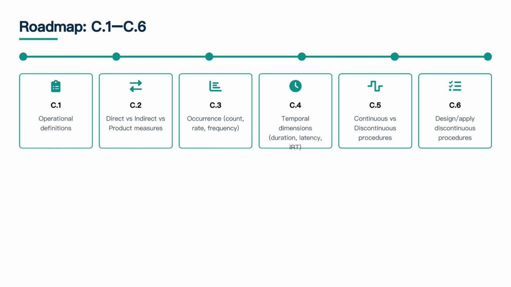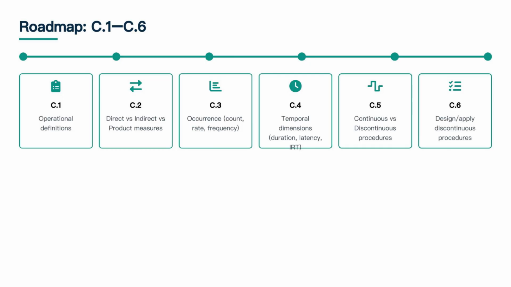Think of today as a guided path through 6 skills. We start by making behavior measurable with operational definitions. Then we sort measurement into direct, indirect, and product measures. Then we handle occurrence and time-based dimensions like duration, latency, and IRT. And finally, we zoom out to continuous versus discontinuous procedures and how to design sampling systems that stay practical without distorting your interpretation.